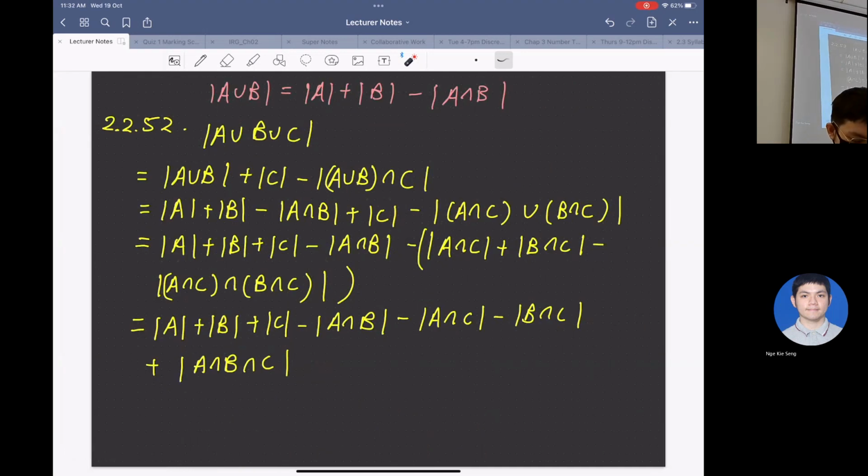And then 2.2.52, you want to prove the cardinality of 3 unions. In the class I only told you about 2 unions, but you can use 2 unions to prove the 3 unions. This is like the example.